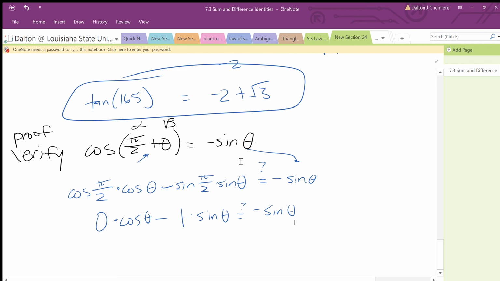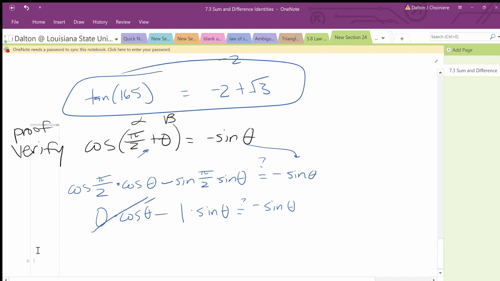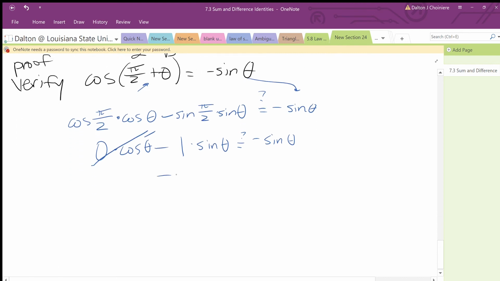Well, 0 times cosine theta is 0. So that cancels. And then on the left side, all I'm left with is minus the sine theta, which means it is exactly equal to negative sine theta. So there's that proof.